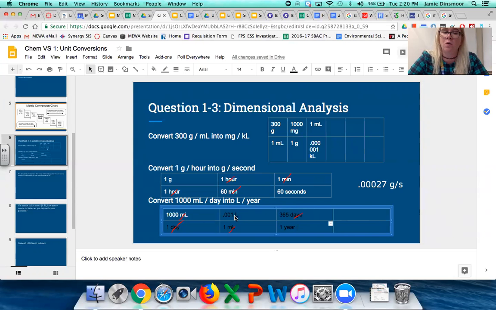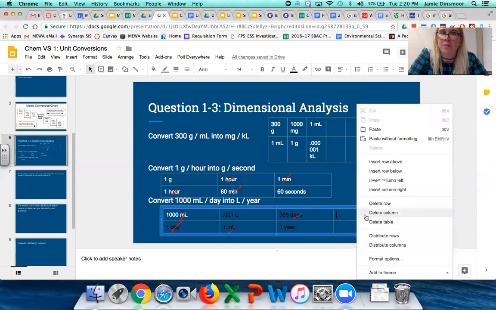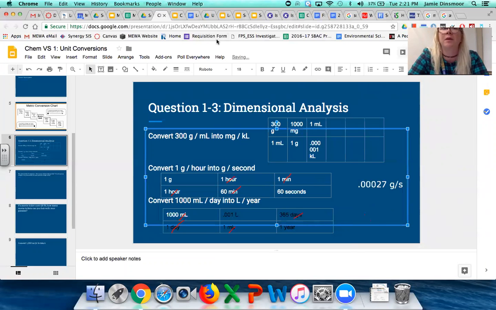So I'm going to do 1,000 times 0.001, which equals 1, times 365. And I should get, as my final answer here, that my conversion ends up being 365 liters per year as my final answer.